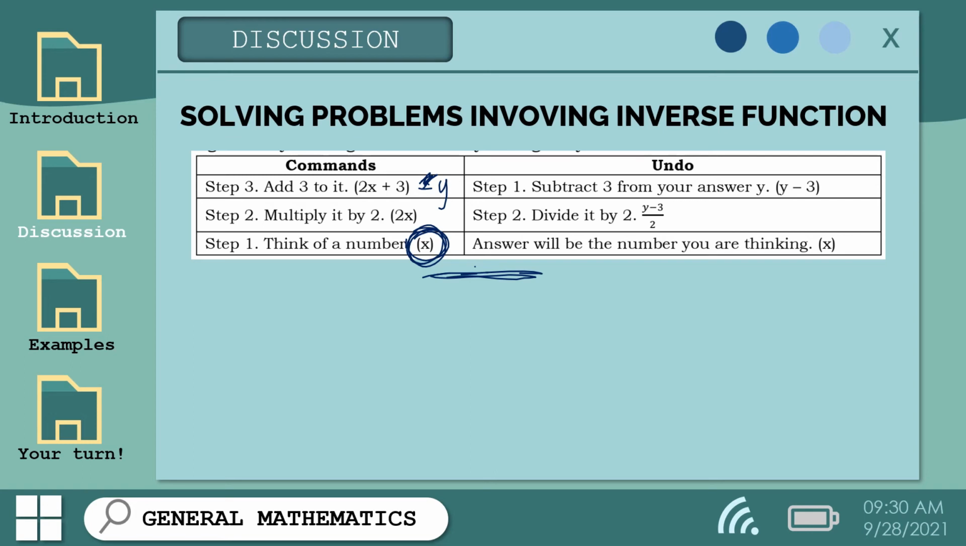So, syempre, first step muna, since yung huli natin ginawa is nag-add tayo, so yung una natin gagawin ay mag-subtract tayo ng 3 doon sa ating resulting answer, which is, sabihin na natin y. So, it will represent now as y minus 3. Ngayon, bago tayo nag-add 3 nun ay nag-multiply tayo ng 2. Ngayon naman ay mag-divide tayo by 2. y minus 3 over 2 na po siya. So, the answer will be the number na naisip mo po doon sa step 1 ng ating command, which is the x. Ayan. So, nagkabaliktad na po siya.